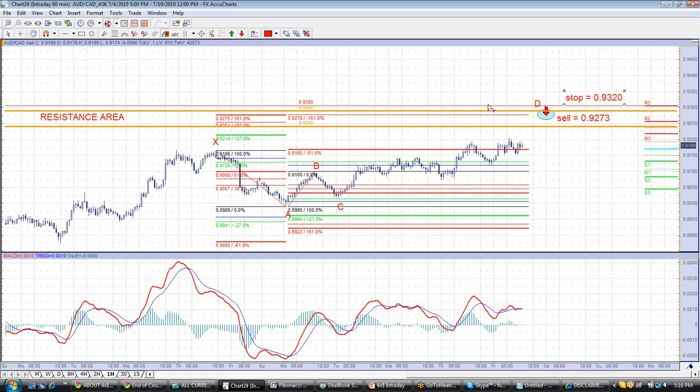The second way is we can wait for a bearish candlestick formation. It can be an evening star, tweezer tops. It can be a bearish engulfing candle. Any kind of bearish candlestick formation, and place the stop 15 pips above the high of the candle.